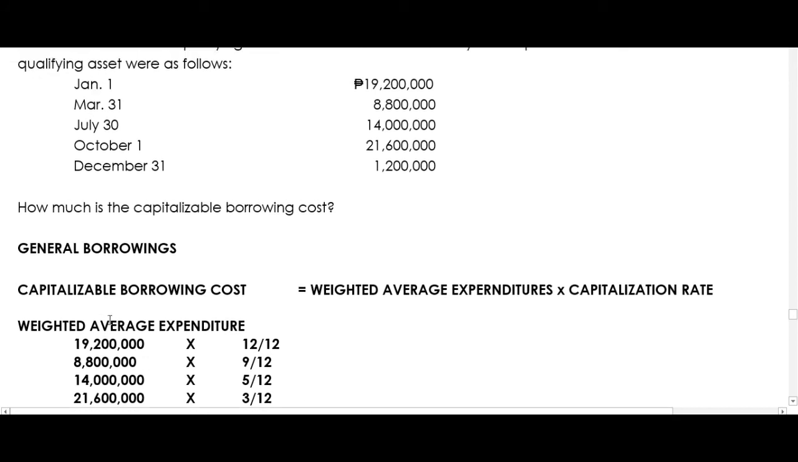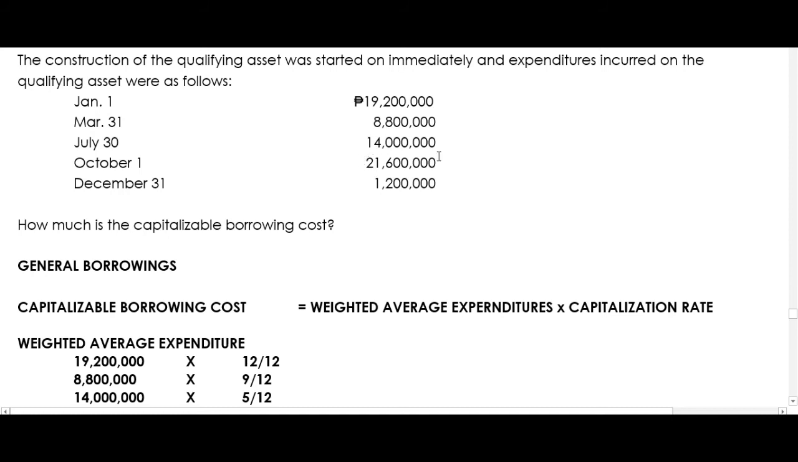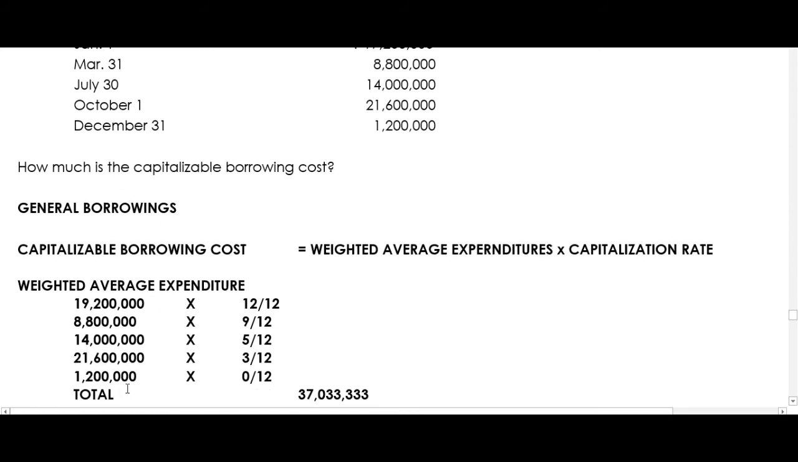Gawin mo din siya sa ibang expenditure, yung 8.8, 14 million, 21.6 at saka yung 1.2, bilangin mo lang kung ilang buwan. Like example ito, March 31. So kung March 31 siya, April ka mag-start magbilang. April, May, June, July, August, September, October, November, December. So 9 months yon, kaya 9/12. Yung nagastos mo nung July 30, syempre hindi mo nabibilangin yung July, August ka na magsa-start, August, September, October, November, December. So 5 months. Yung nagastos mo ng October, ganun din. October 1 kasi yan, so kasama yung October. So October, November, December. 3/12.